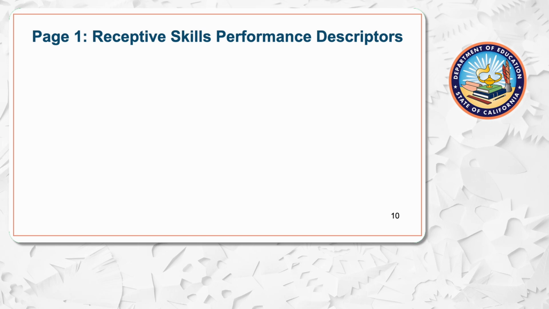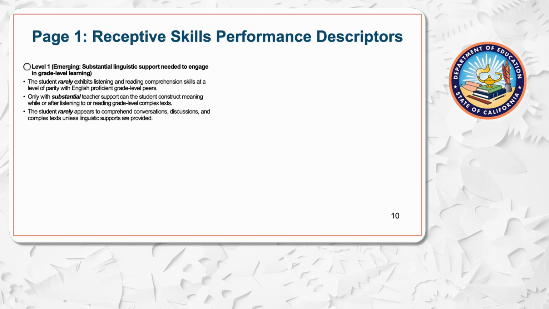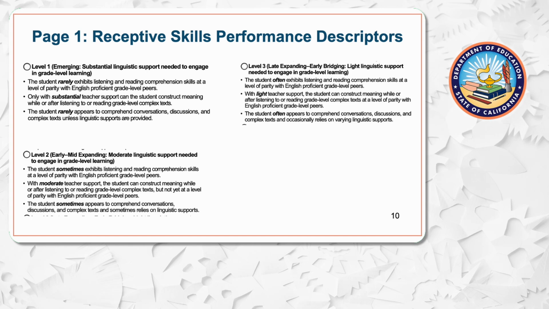Now let's interpret the observational evidence we collected. I'll begin with page 1, receptive skills performance descriptors. I can mark the level of my students' English language proficiency in listening and reading, the receptive skills. I will do so based on the preponderance of evidence I collected. Before I do, you might wish to pause this video and consider how you would fill out page 1 on your own. I have 4 sets of proficiency level descriptors to consider: Level 1, Level 2, Level 3, and Level 4.